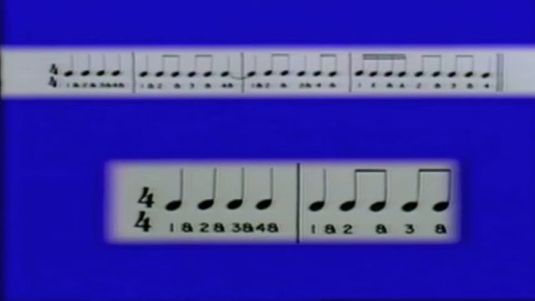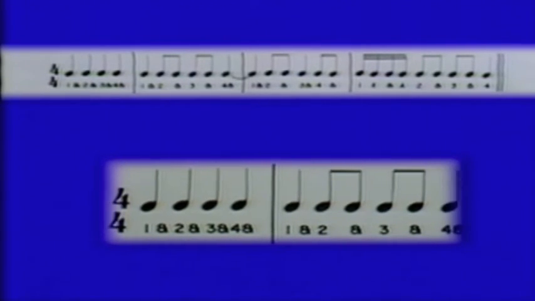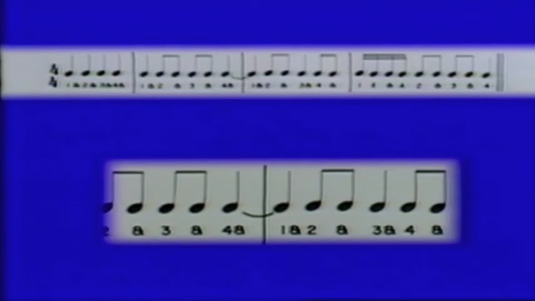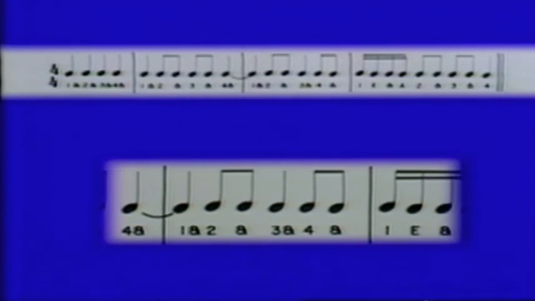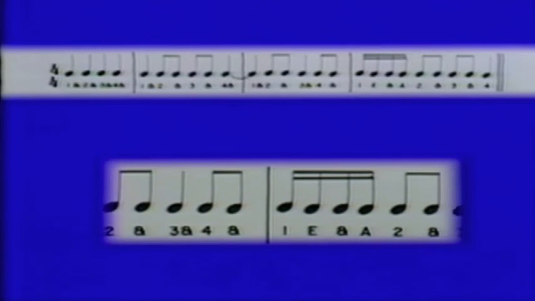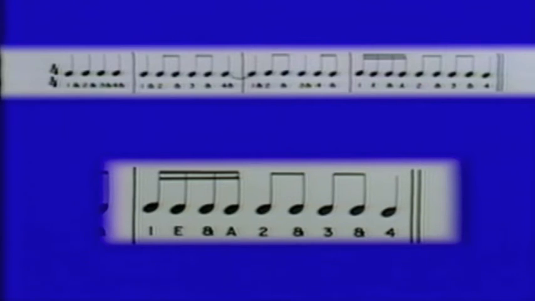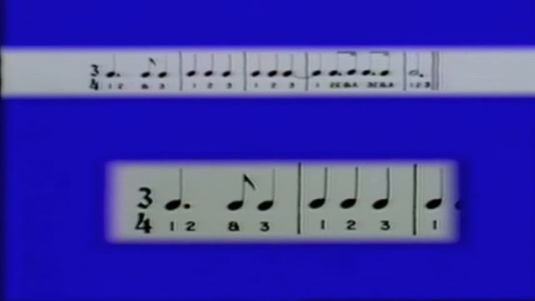1, 2, 3, 4. 1, 2, 3, 4. 1, 2, and 3, and 4. 1, 2, and 3, 4, and 1, and 2, and 3, and 4. Next example is in 3/4 time.